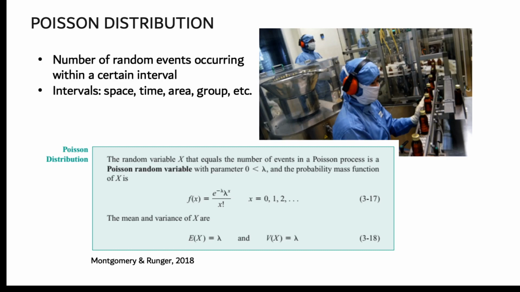The next is the Poisson distribution, which states the number of random events that occur over a given interval. This interval can be in the form of time, area, group, count of number, and many more. The formula for the Poisson probability mass function is listed in this green box. The random variable x in this case represents the number of occurrences per unit interval.